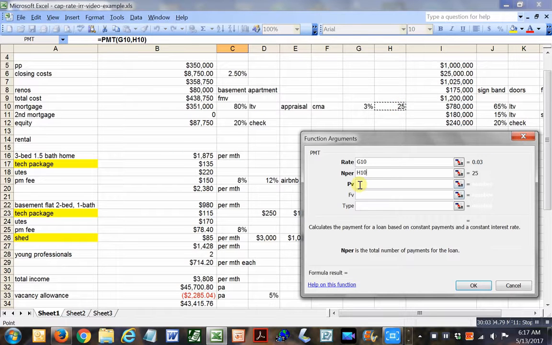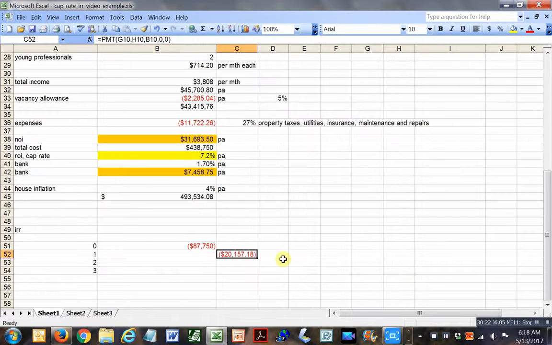I go back here. Number of periods is 25 years. Present value, where we start, is 351,000. Future value, we're going to pay it down to zero. We want to get rid of our mortgages eventually. And what type of loan is this? You put in a 0 if you're in Canada and a 1 if you're in the United States, but in Canada we'll put a 0. And so you're paying $20,000 a year on this mortgage of yours.